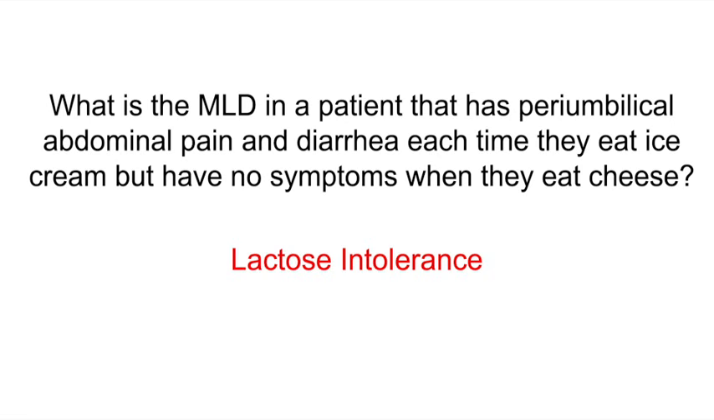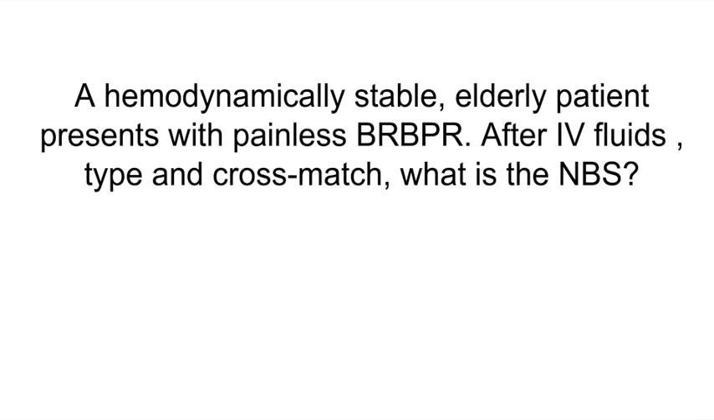It's also important to recall that celiac disease can also present with GI distress. However, they also present with growth failure and weight loss. A hemodynamically stable elderly patient presents with painless blood per rectum. After IV fluids, type and cross match, what is the next best step in management?